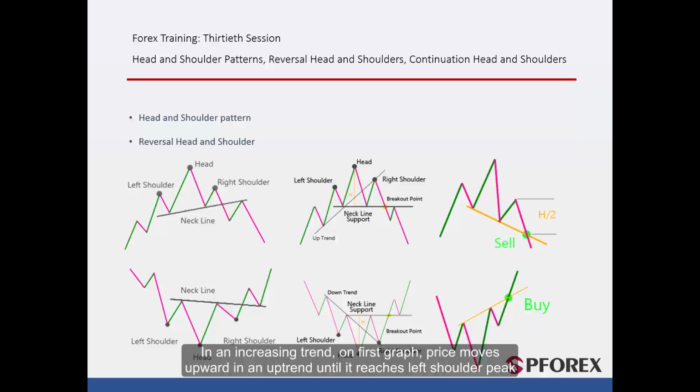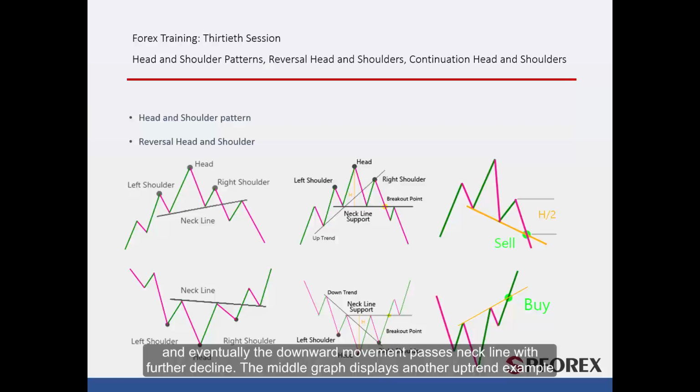In an increasing trend, on first graph, price moves upward in an uptrend until it reaches left shoulder peak. Then a small decline followed by an uptrend to head summit. Another descent followed by an ascent, and eventually the downward movement passes neckline and further decline.